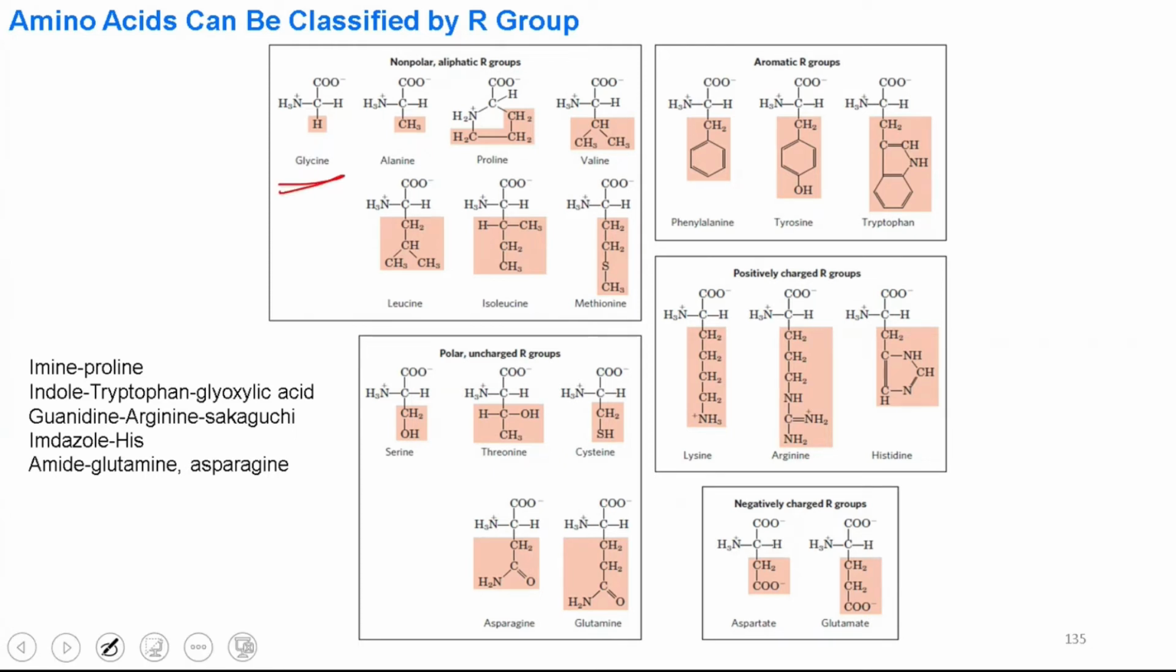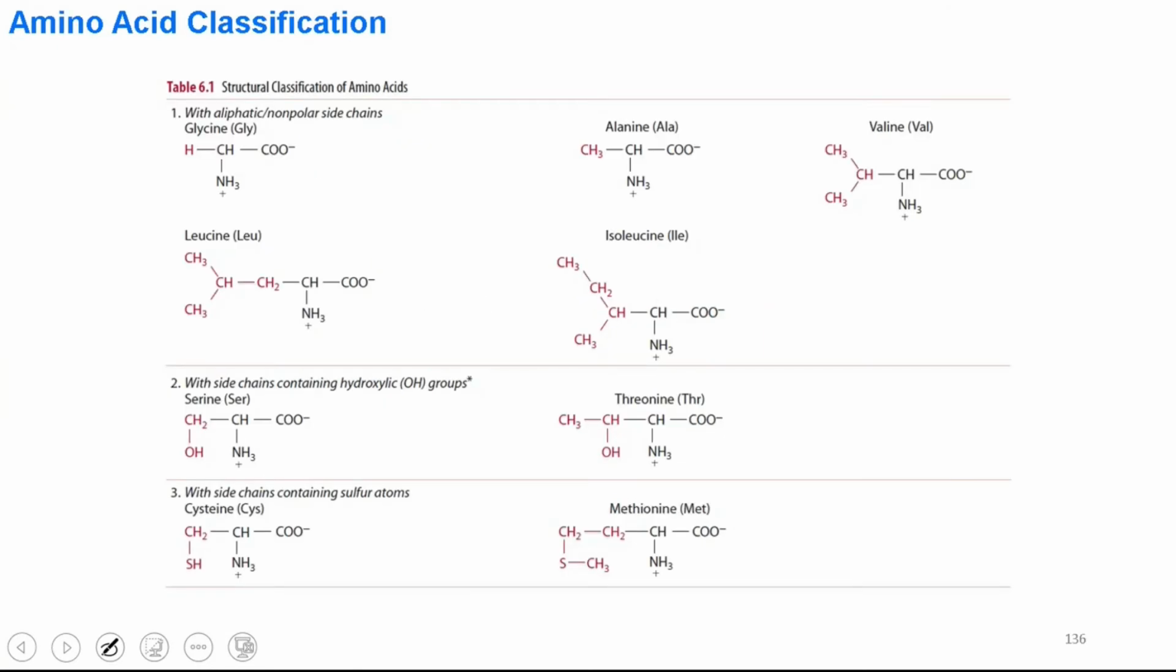I took this picture from the Lehninger Principles of Biochemistry. There are 20 amino acids. They are distributed in different groups. There are 5 groups in which the 20 amino acids are distributed. You don't need to memorize this, it is just to show you as information, but you need to know about these things. Structural classification of amino acids is given here in the book.